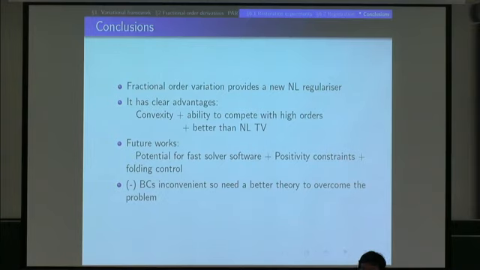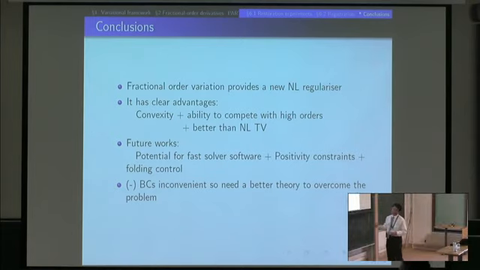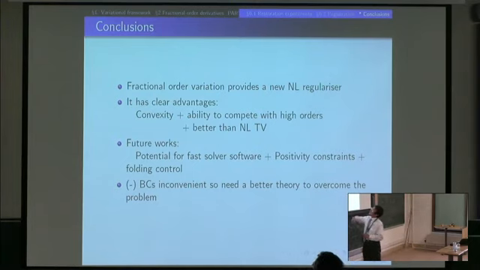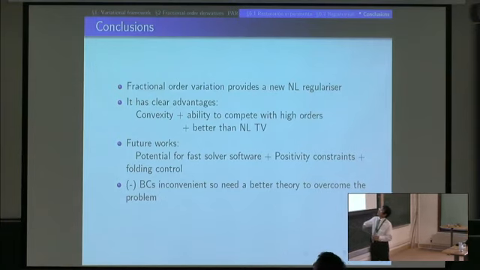Convexity. In the right space it is convex, therefore you can design good algorithms, apply other algorithms, and show the theory. Without convexity, some of the methods can't be applied, so it's been a problem. And it has the ability to compete with higher order methods. Alpha between 1 and 2 is more than once, and more than 2 is like a high order, so this can compute high order. We also tried some comparisons with non-local TV. It came out a little bit better.